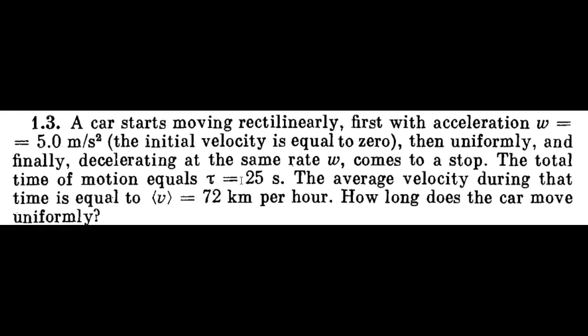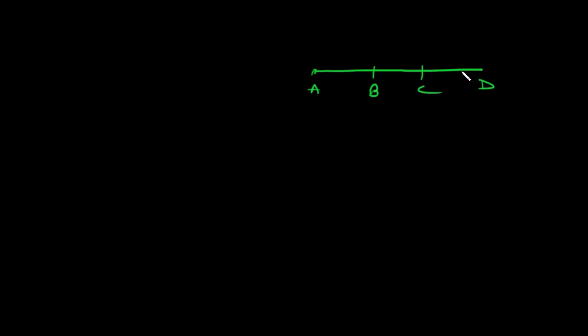The total time of motion is tau. The average velocity is given. We have to find out how long the car moves uniformly. We don't have to find the whole time, only how long the car moves uniformly. So this is the figure. First of all, in any physics problem, be sure to draw the figure first, because it helps you a lot in understanding the problem.